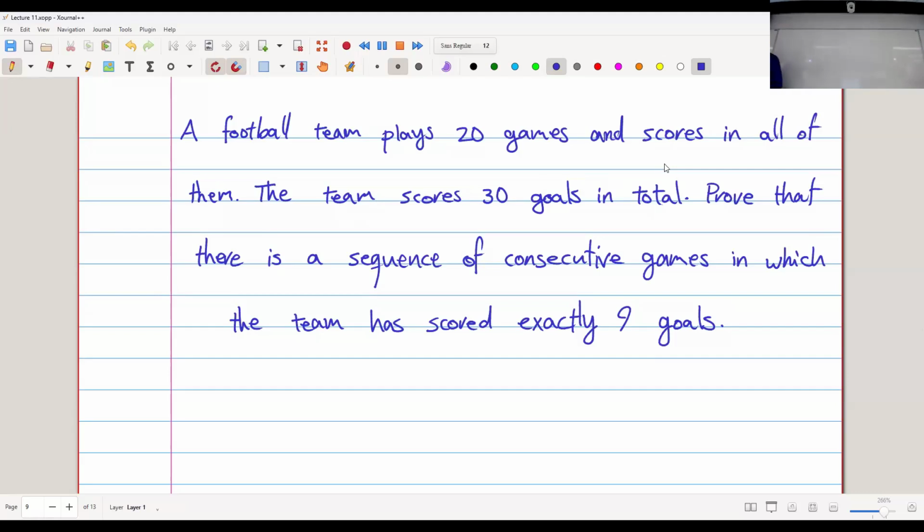Now, here's the part where things get interesting. Prove that there is a sequence of consecutive games in which this team has scored exactly 9 goals. I just really love the pigeonhole principle because it gives you some of the weirdest theorems.